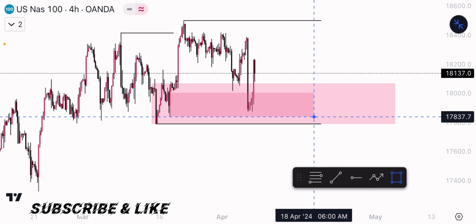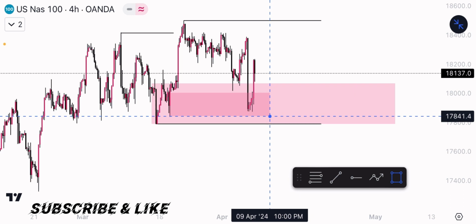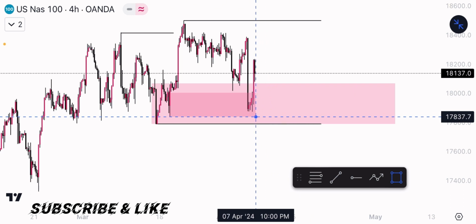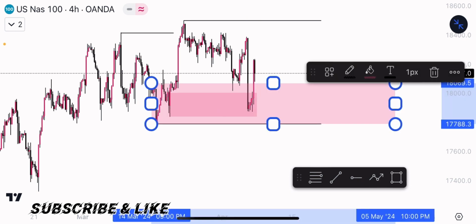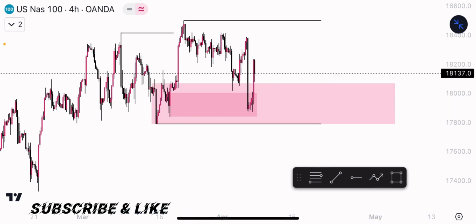You can see this is the other block, the last bearish candle before the up move that broke the structure to the other side, to the upside. Okay, this is our bullish order block or demand zone, okay?